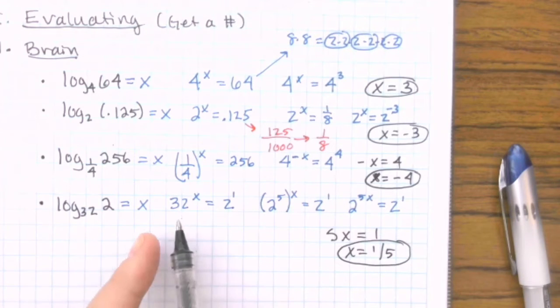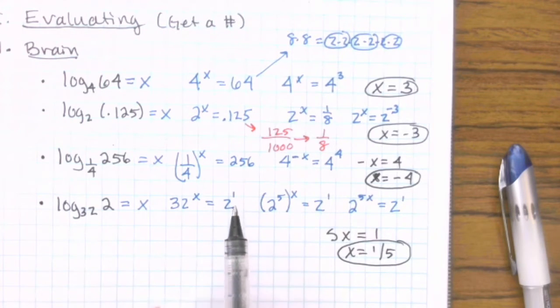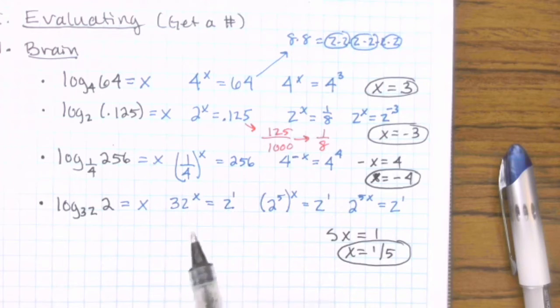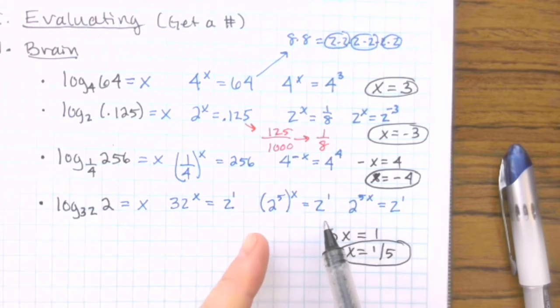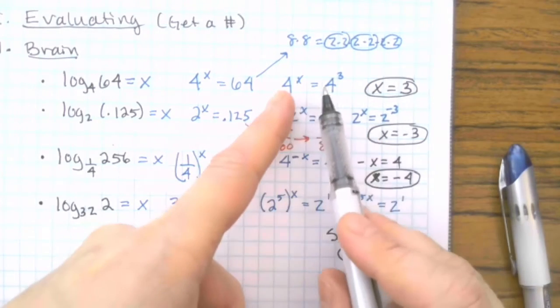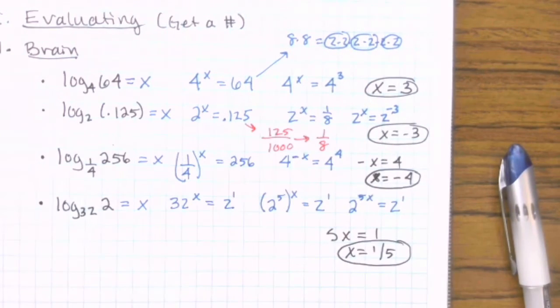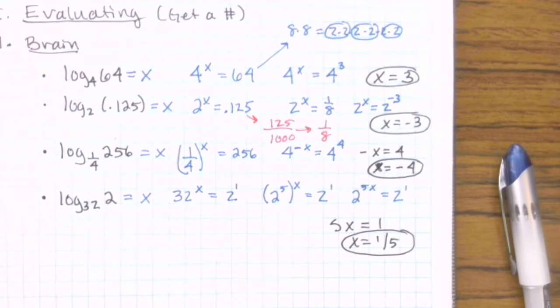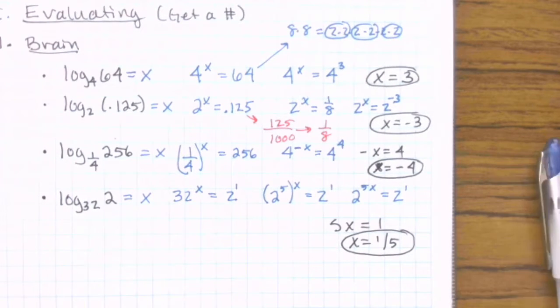So sometimes you're going to manipulate the left, sometimes the right. Just depends on what you're trying to set equal. The goal is to have equivalent bases. A 2 and a 2, a 4 and a 4, a 2 and a 2, a 4 and a 4. Get the bases the same, and then put the exponents equal to each other.